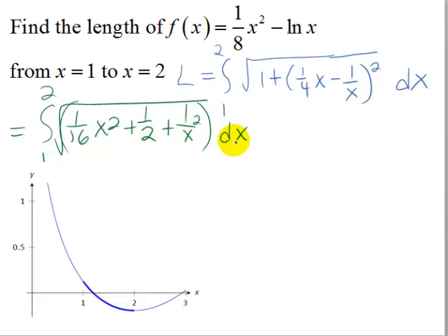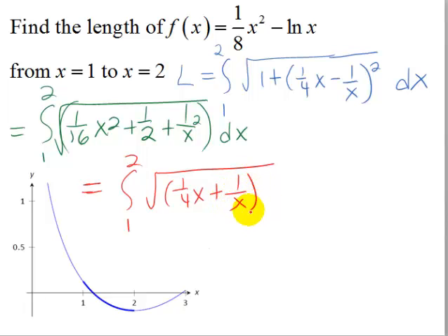Now this actually is a perfect square. It may not look like a perfect square to you, but let me show you how it will factor, and then you'll know to kind of look for things like this when you're working these, because they will set these up to be integrals that you can evaluate analytically here. So we can have the integral from 1 to 2 of the square root of, and this will factor into 1/4 x plus 1 over x squared dx.